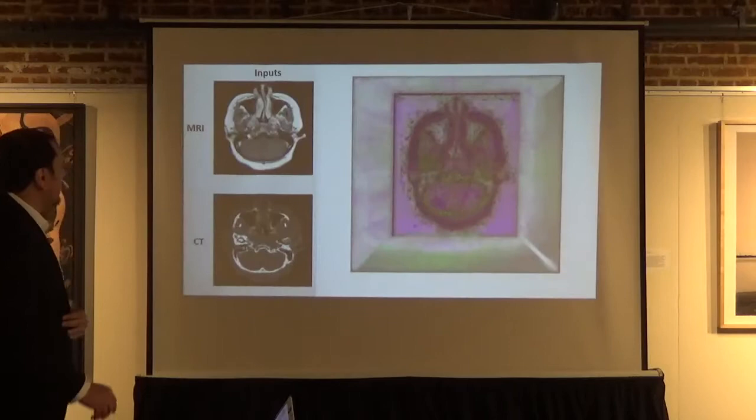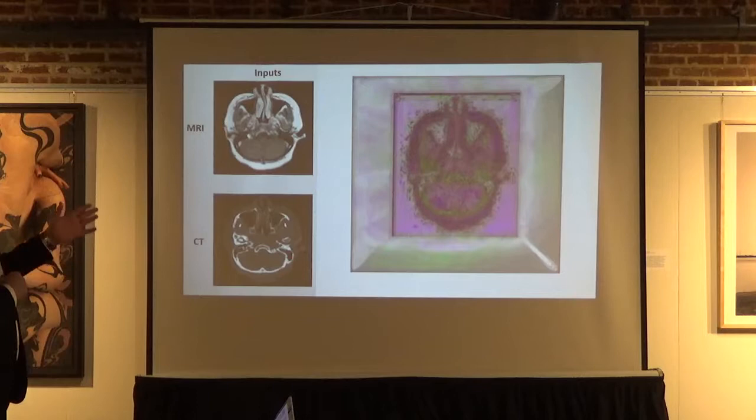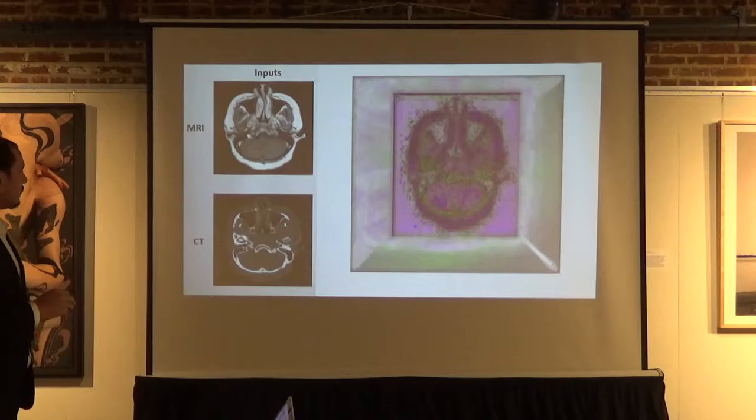So this is the result we got here. As we know, CT and MRI complement each other. So by fusing them together, we will be able to get soft tissue and bone information in the same image.